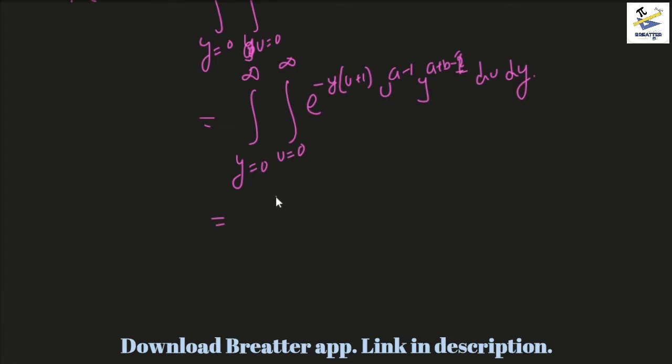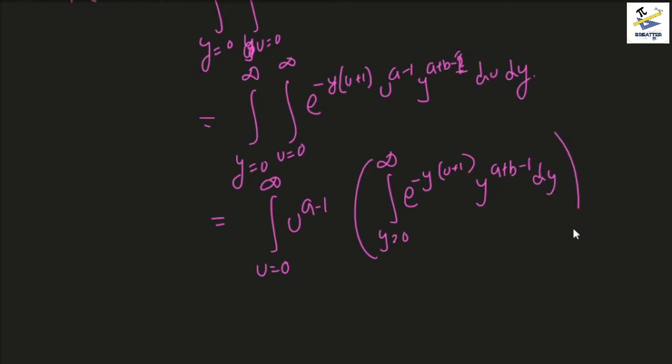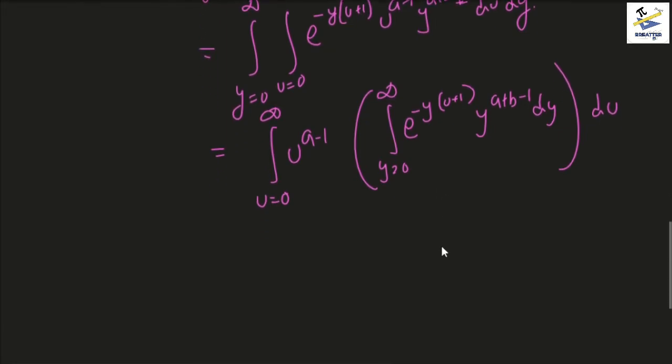So what we can do is we can evaluate the y integral first as follows: u from 0 to infinity, u to the power a minus 1, and inside keep the y integral, y from 0 to infinity, e to the power minus y into u plus 1, y to the power a plus b minus 1 dy, and then we have the du. Now this type of integral is very familiar to us. It's the generalized version of the integral of e to the power minus ax x to the power n dx for 0 to infinity, which basically evaluated to gamma of n plus 1 by a to the power n plus 1, if you remember. So I'll just write it down.